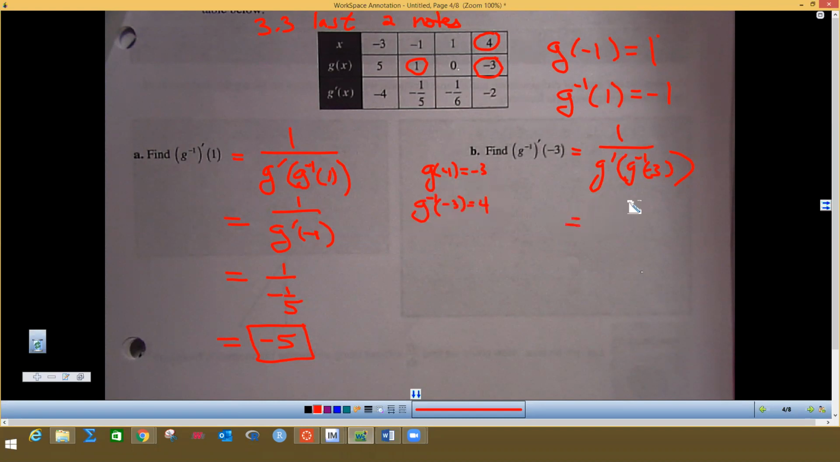So I get to come over here and I get to do g prime and I stick in that 4. So I do g prime is this line. When x is 4 gives me -2. So this is 1 over -2. And that would be the derivative of the inverse of g at -3.